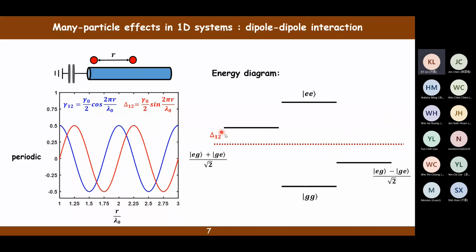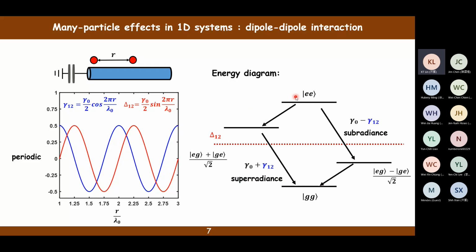Then this effect will shift these two states by the amount of delta 1,2, so the energy will be split, and also the photon transition rates for these two states are modified by the mutual decay rate here. The pattern with enhanced emission rate we call superradiance. On the other hand, the weakened one is called subradiance.